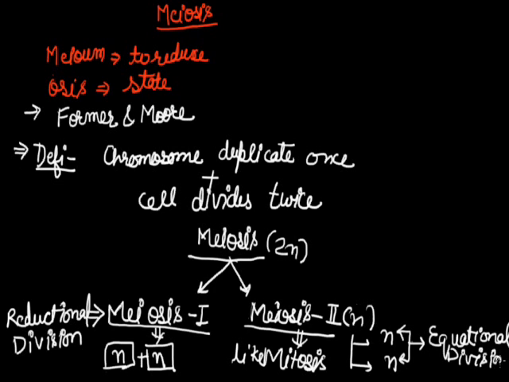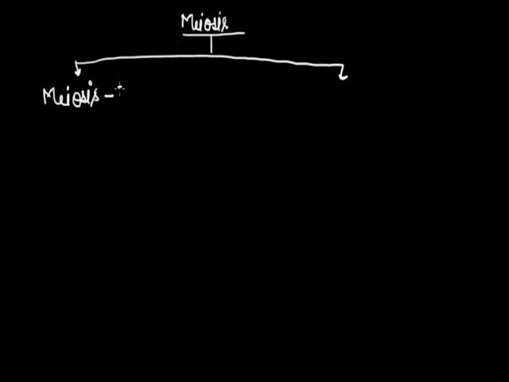So right now we can configure the meiosis process in two categories. The first one is meiosis 1 and the second one is meiosis 2. Meiosis can be further divided into two types, two kinds of division, because of the presence of two kinds of division. The first is called meiosis 1, while the second is called meiosis 2.